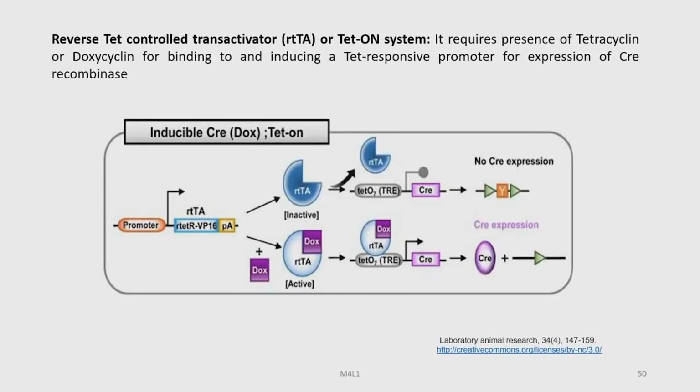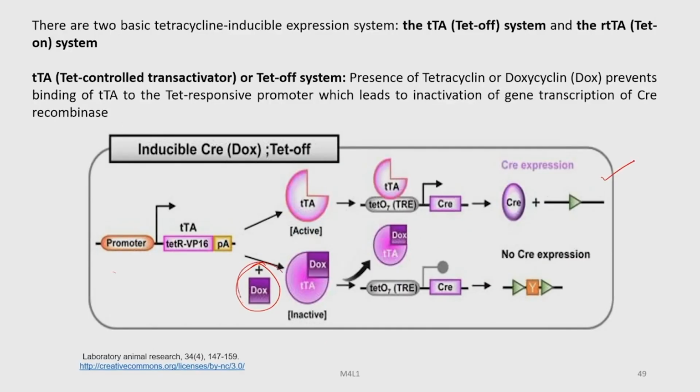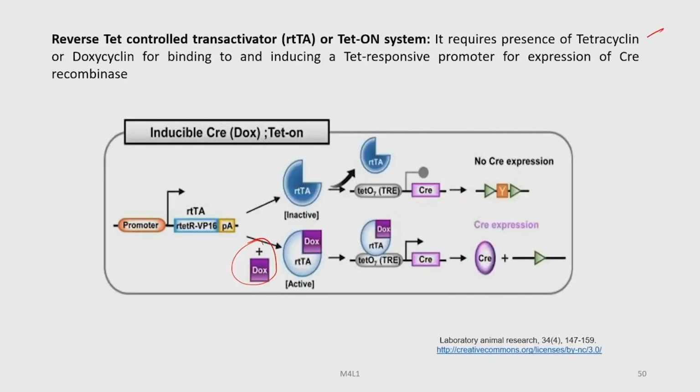And reversely, the TET-on system, the rtTA system, requires the presence of tetracycline or doxycycline for binding to and inducing the TET responsive promoter for expression of Cre recombinase. So, in this case the opposite happens. In the first case, in the presence of doxycycline, there is no expression of Cre, but in the second case you can see the expression of Cre takes place only in the presence of doxycycline.